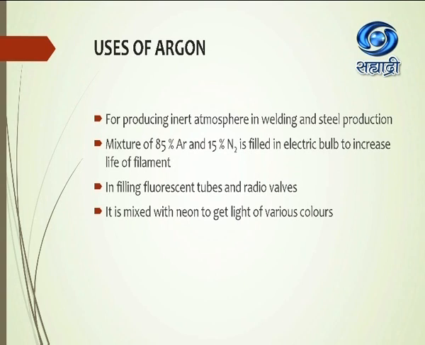Then uses of argon. It is used for producing inert atmosphere in welding and steel production. Mixture of 85% argon and 15% nitrogen is filled in electric bulb to increase life of the filament. Then argon is used in filling fluorescent tubes and radio bulbs. It is mixed with neon to get light of various colors. So these are some of the uses of argon.